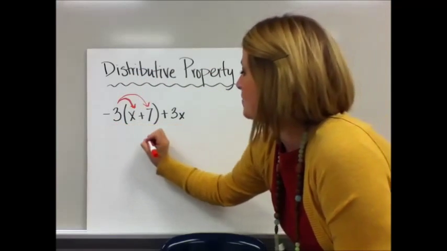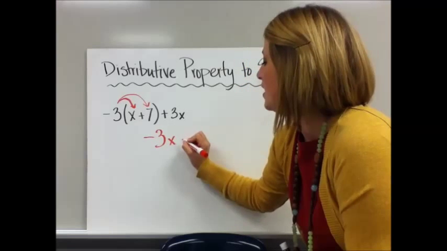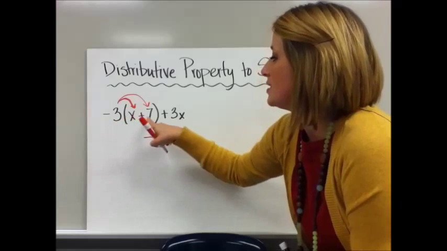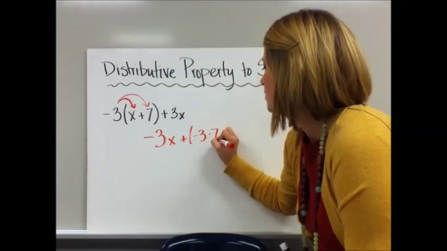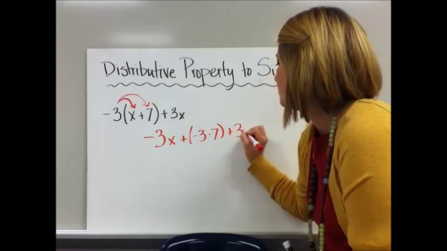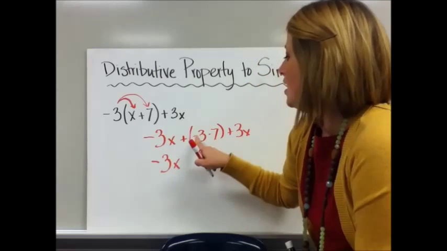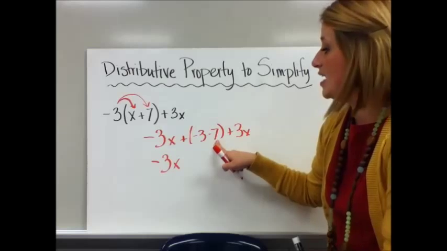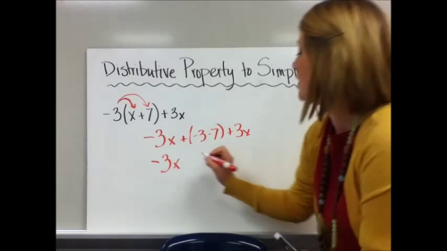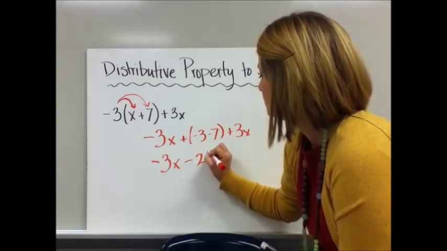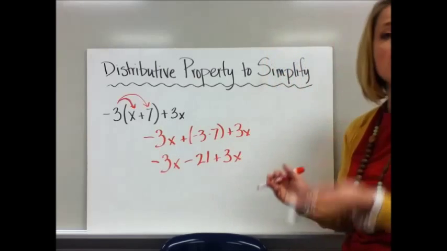Negative 3 times x is negative 3x. And then I'm going to do negative 3 times 7. Copy down the rest of it. So negative 3x comes down. Negative 3 times 7 is a negative 21. So you can either write that as plus a negative 21 or as minus 21. Plus 3x.